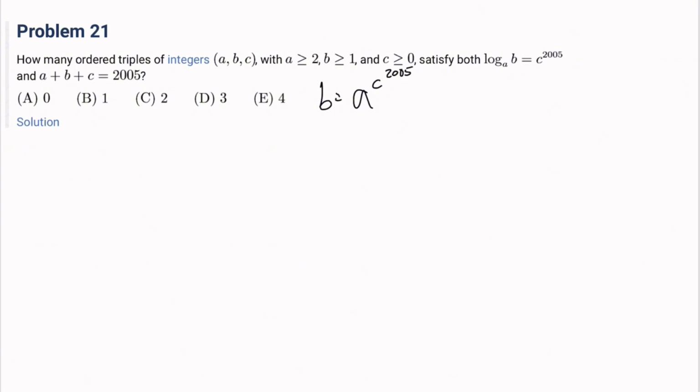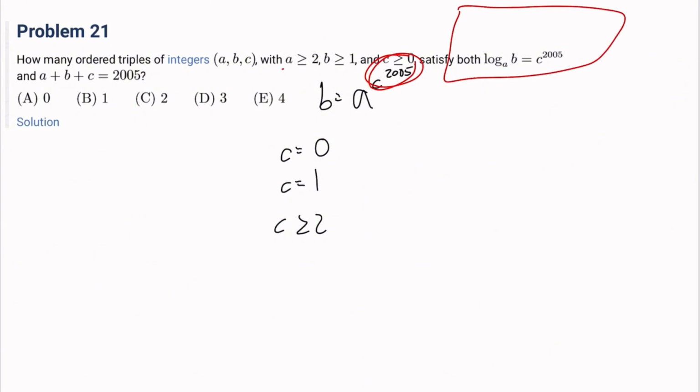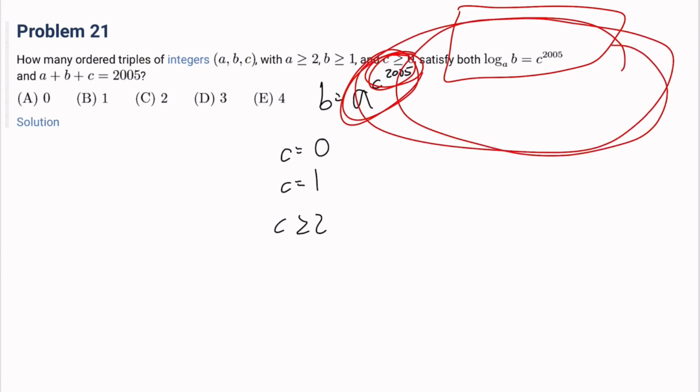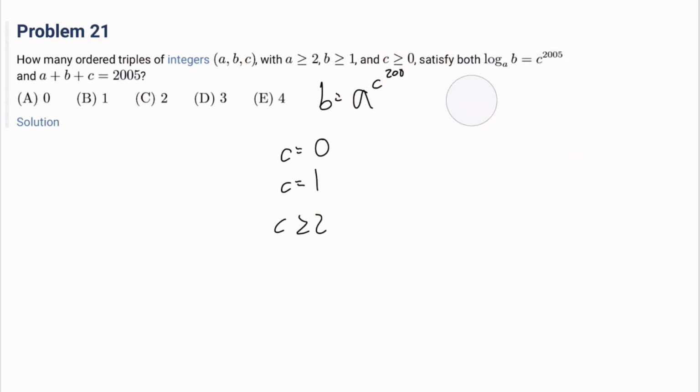And so we have three possible ranges for c here. C can be 0, C can be 1, or C can be greater than or equal to 2. And so first of all, if C is greater than or equal to 2, then this is going to be like some huge number. And since A must be greater than or equal to 2, that means this is going to be a huge number. So it's obviously going to be greater than 2005. So that can't be it.